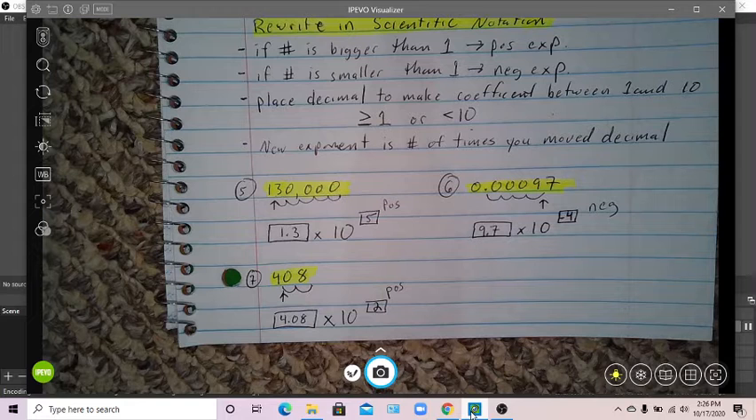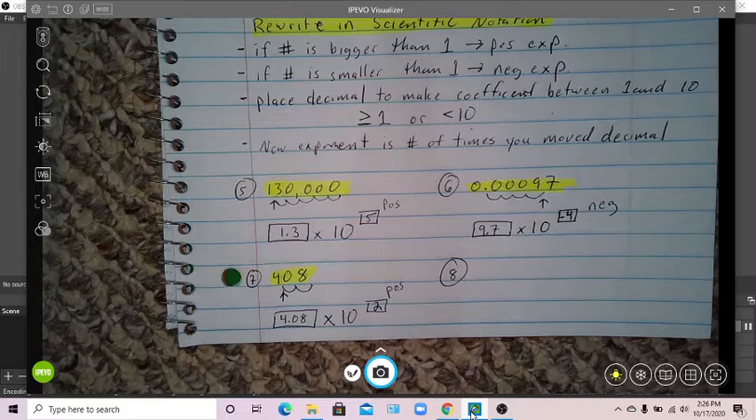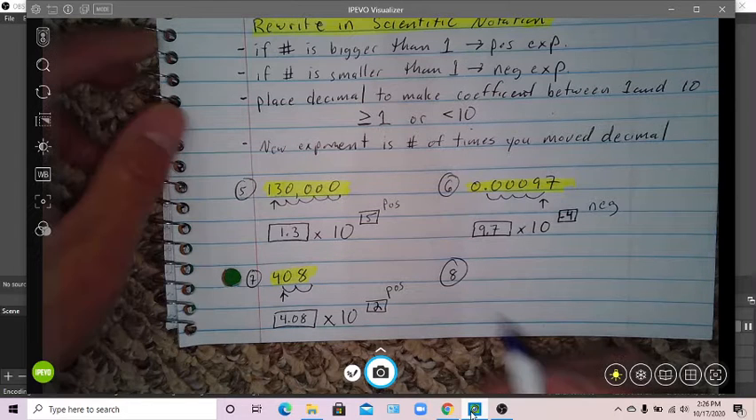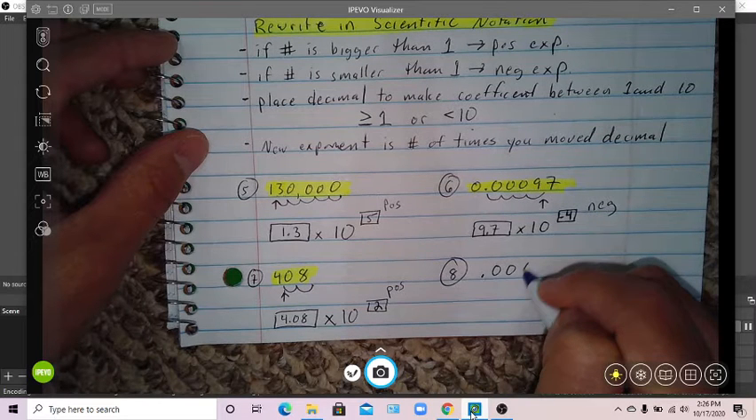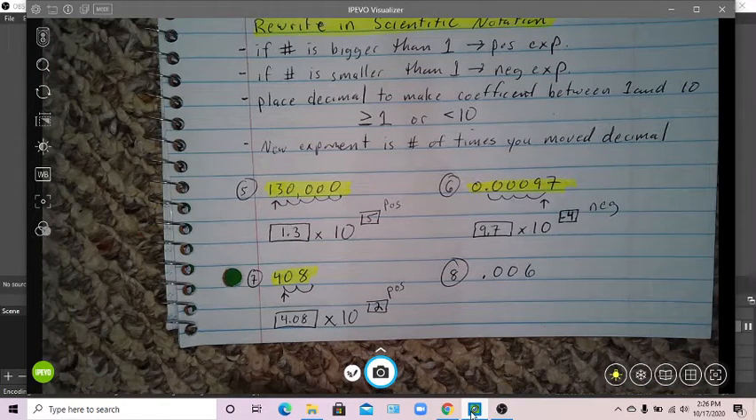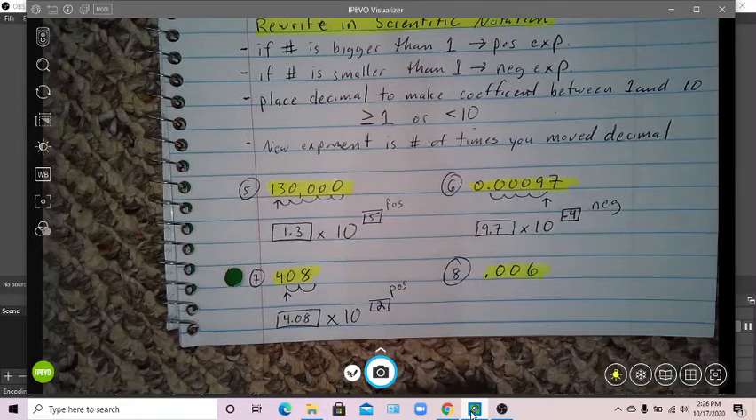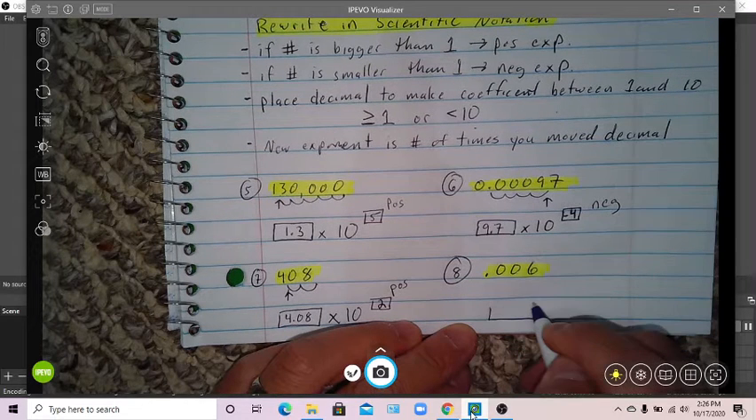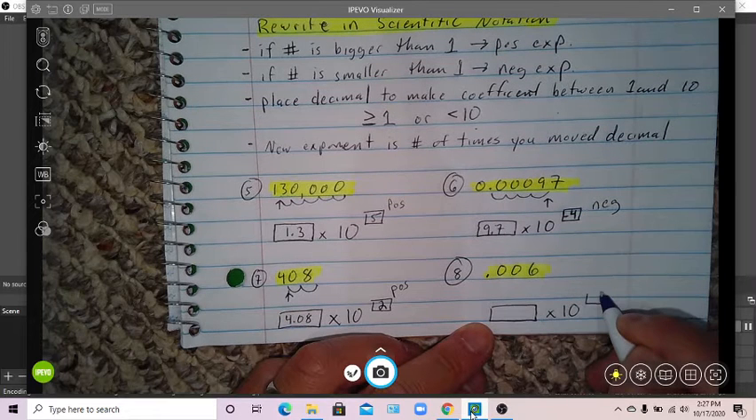Alright, so let's go ahead and do another one. Let's do number 8. Let's do this one. 0.006. So I'm going to go ahead and make a box here where I put the number, and it's times 10. Make a box where I put the exponent.